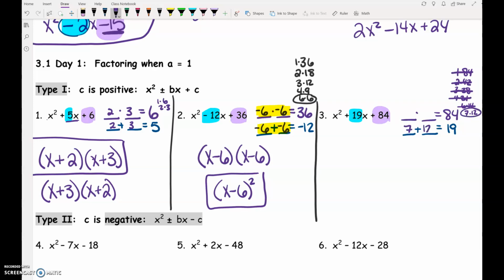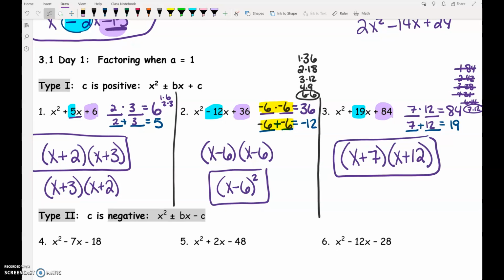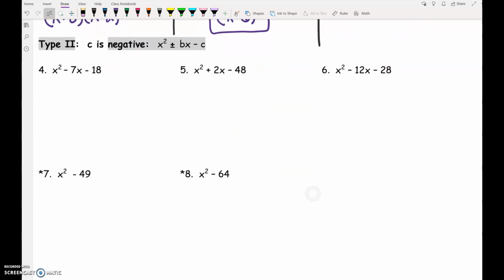7 plus 12 is 19, and 7 times 12 is 84. So our factored form is x plus 7, x plus 12, or x plus 12, x plus 7. Okay, all of these 3 examples were 2 positives or 2 negatives. Now let's look at just kind of throwing it all together.